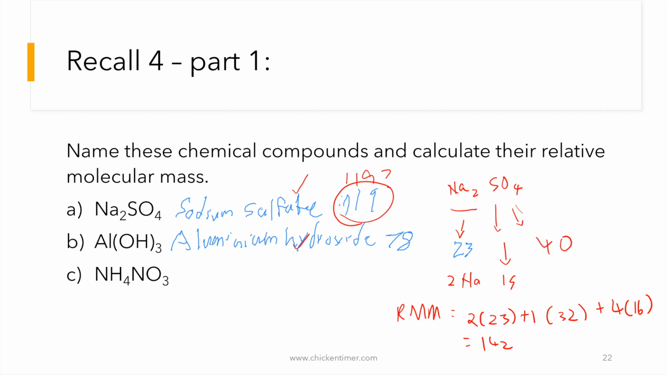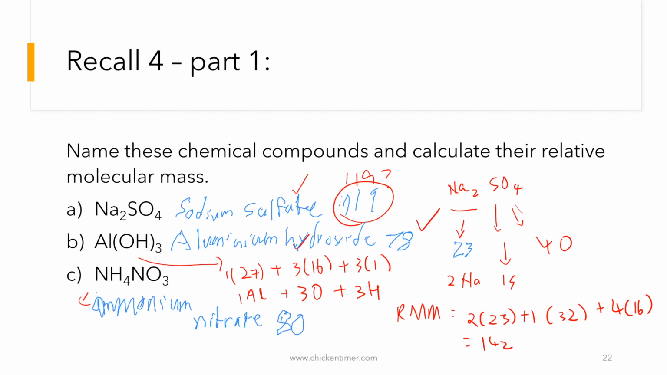So then this one will be 27, 1 aluminium and 3 oxygen and 3 hydrogen. So that means it's 1 times 27 plus 3 times 16 plus 3 times 1. Then your answer is correct here. Then last one, ammonium nitrate. Then your working will be 2 nitrogen plus 4 hydrogen plus 3 oxygen. So it's 2 times 14 plus 4 times 1 plus 3 times 16. Same? Yeah, 80, correct. Okay, we'll go to the next one.